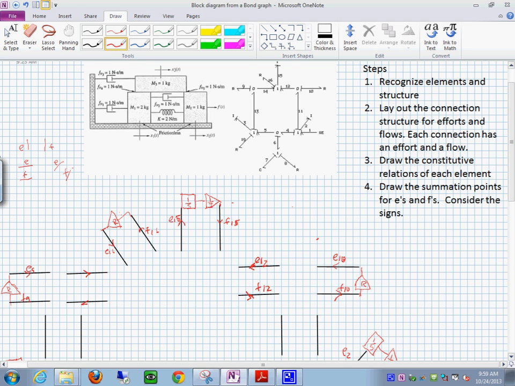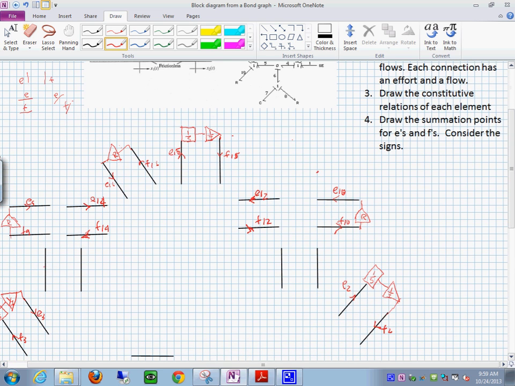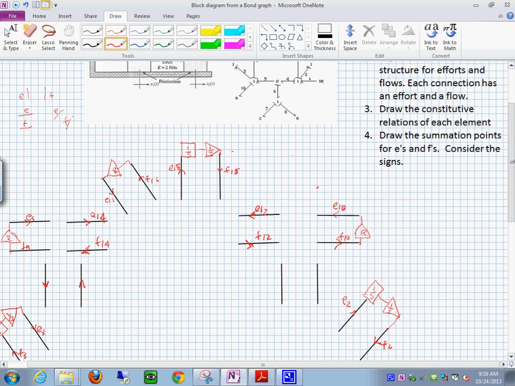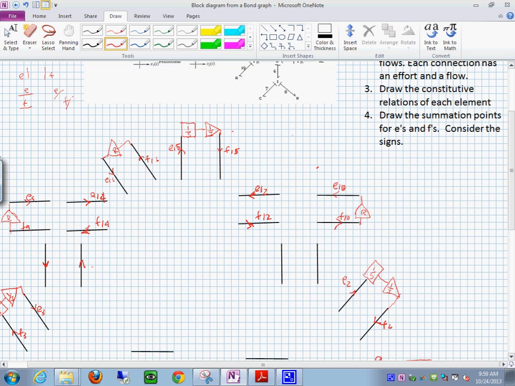And then this, what number is this? Is number 14 and F14. And this one, you see the flow is up and the effort is down. So flow is like that, and this is like this. What number is that? That's number 13. This would be F13 and this would be E13.